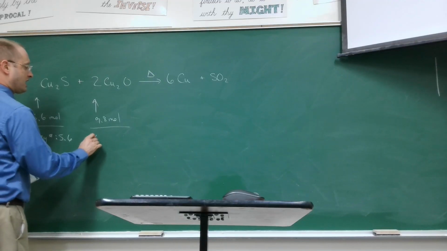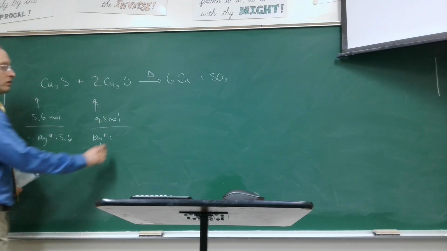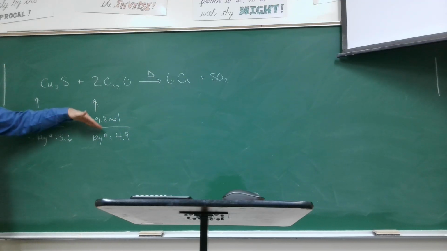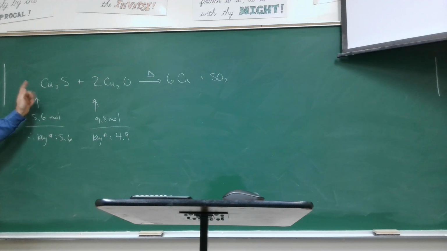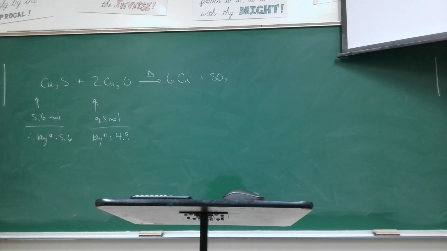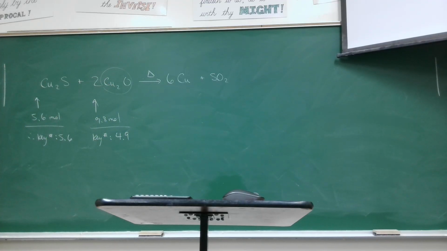All right, what's the key number for the copper oxide? 4.9, because you're dividing 5.6 by 1 or 9.8 by 2. So question, which of these substances, class, is the limiting reactant? The copper oxide. There's your second answer. Copper oxide is the limiting reactant.